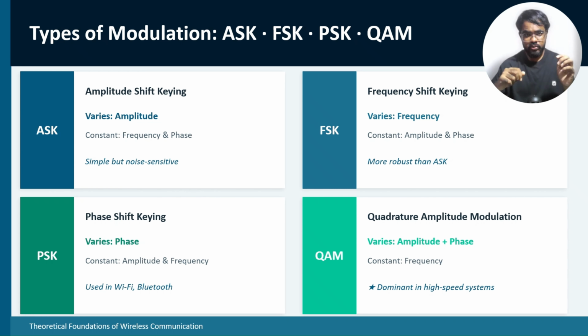Fourth, QAM, quadrature amplitude modulation. This is a highly efficient combination of ASK and PSK. It alters both amplitude and phase simultaneously to represent multiple bits per single signal element, making it the dominant method for high-speed digital to analog modulation in use today.